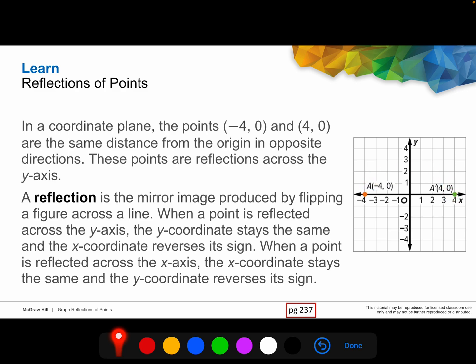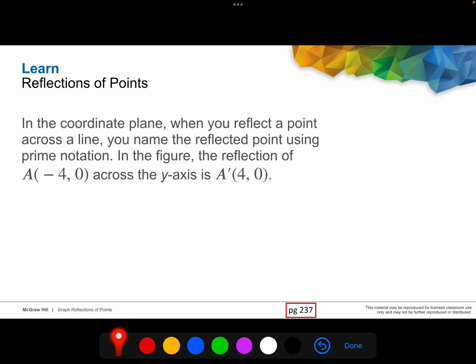Similarly, when you reflect a point across the x-axis, the x-coordinate is going to stay the same. The y-coordinate is going to flip its sign. Also, when you reflect a point across a line, you name the reflected point using what's called the prime notation. So if your point (-4, 0) has the label A, its reflection across the y-axis is going to have the label A prime.